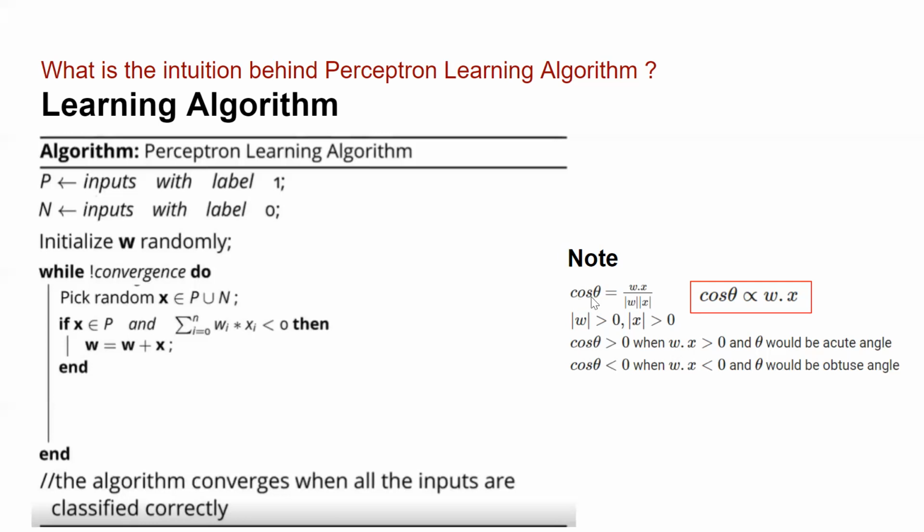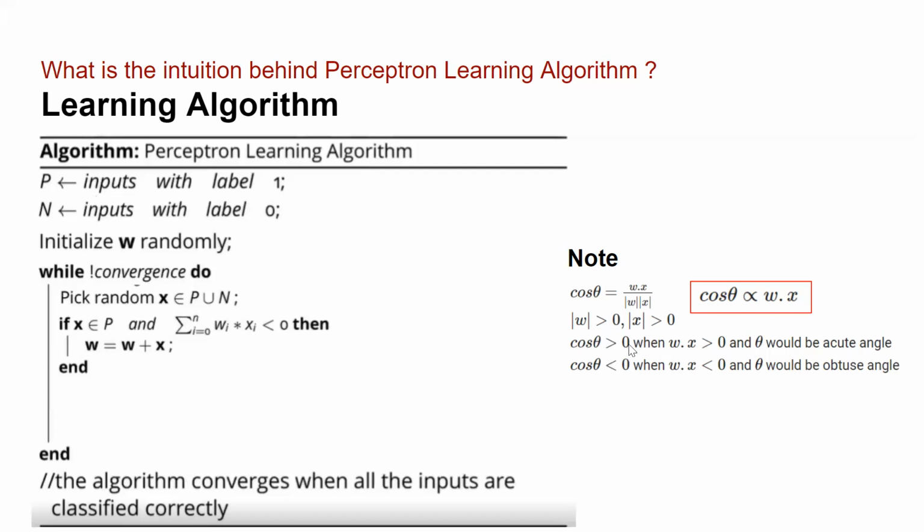Yeah. So you can write cos theta as W dot X divided by mod of W into mod of X. So it is the formula of cosine similarity between two vectors. Now, the denominator is always positive because we are taking the absolute value. So I can write cos theta is proportional to W dot X. Mod of W is always greater than 0, and mod of X is always greater than 0.